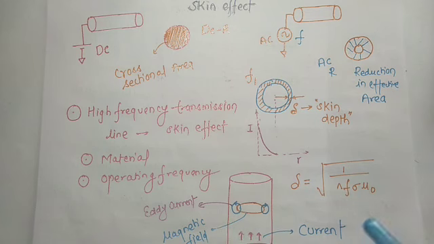This is all for today's lecture. In the next lecture we will see what a lumped circuit, lumped parameter or distributed parameter is. Apart from that, we will also study the primary constants of the transmission line and how these parameters come into the picture.